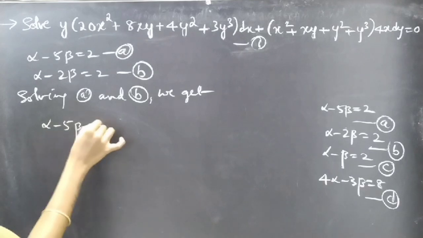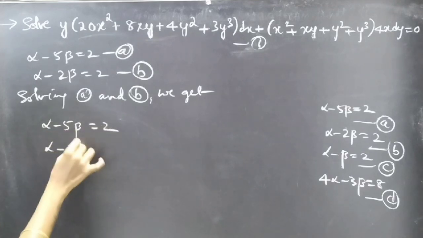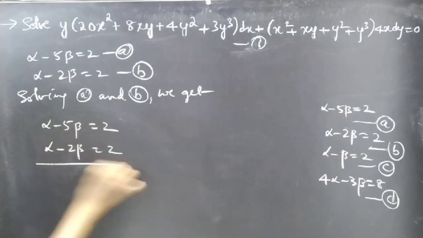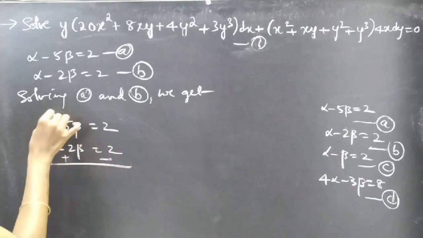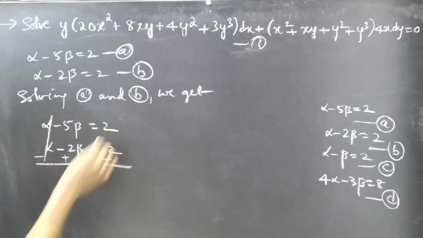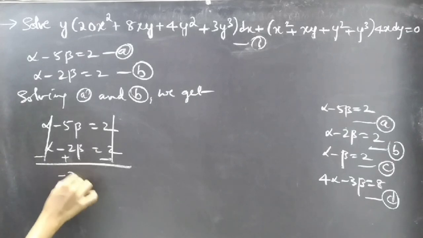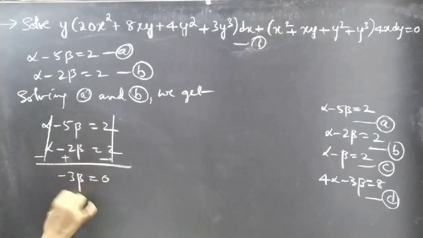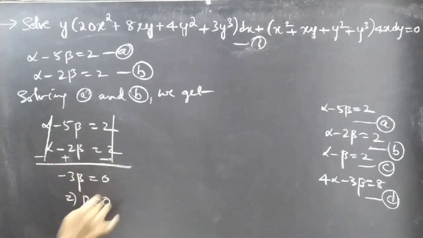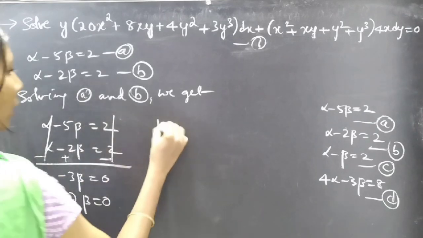alpha minus 5 beta equal to 2, alpha minus 2 beta equal to 2. Subtracting, alpha minus alpha gets cancelled, 2 minus 2 gets cancelled, minus 5 beta plus 2 beta gives minus 3 beta equal to 0. From this you'll get beta equal to 0. Now put the beta value in any of these two equations. Let's take equation A.